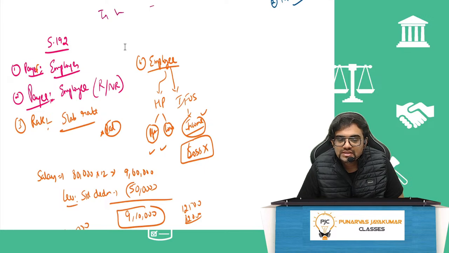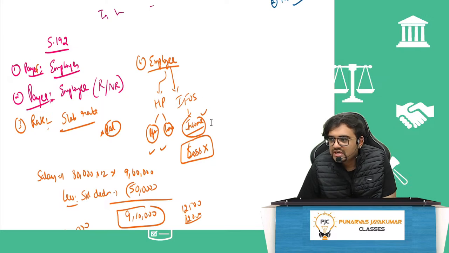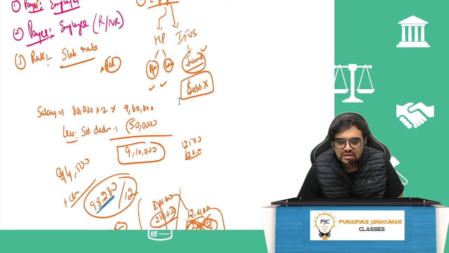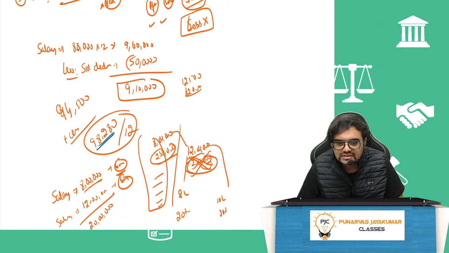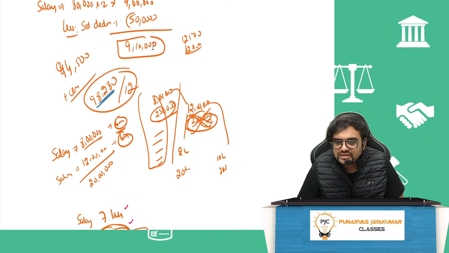So 192: payer is an employer, payee is an employee, resident or non-resident. Rate will be slab rate, this is salary, that's why. What all should the employer consider in this? First, he should consider the house property profit or loss, and then the income from other sources. Income will be considered, loss will not be considered. For example, if an employee's salary is 80,000 per month, assume, 9,60,000. The employer only has to deduct the standard deduction of 50,000 and 9,10,000 will be the income. Then his total tax, after doing all the calculation including cess, will be 98,280. So the employer has to deduct 98,280 divided by 12 every single month.